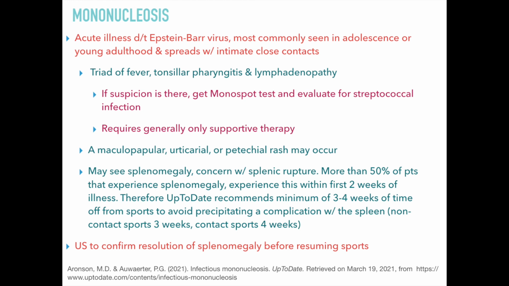We also might see splenomegaly, and this is a concern because we don't want a splenic rupture to occur. More than 50% of patients that experience splenomegaly will experience this within the first 2 weeks of their illness, and therefore the research recommends a minimum of 3 to 4 weeks off from any sports to avoid precipitating an event with the spleen. So if it's non-contact sports, then 3 weeks should be sufficient. However, if it's contact sports, then a minimum of 4 weeks off. And then we'll want to get an ultrasound to confirm resolution of the splenomegaly before they're able to return to sports.